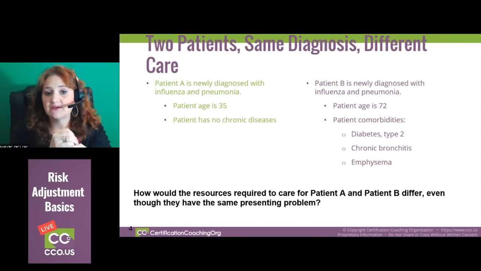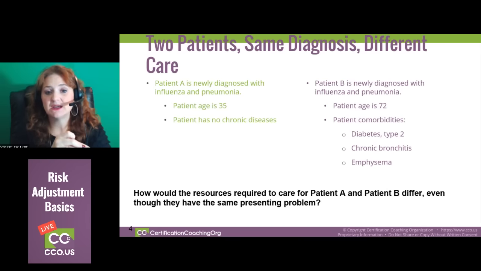So they're probably going to have their insulin or their medication adjusted, or at least tracked, right? If we have chronic bronchitis, that's a chronic condition that has most likely led to an additional diagnosis of emphysema.